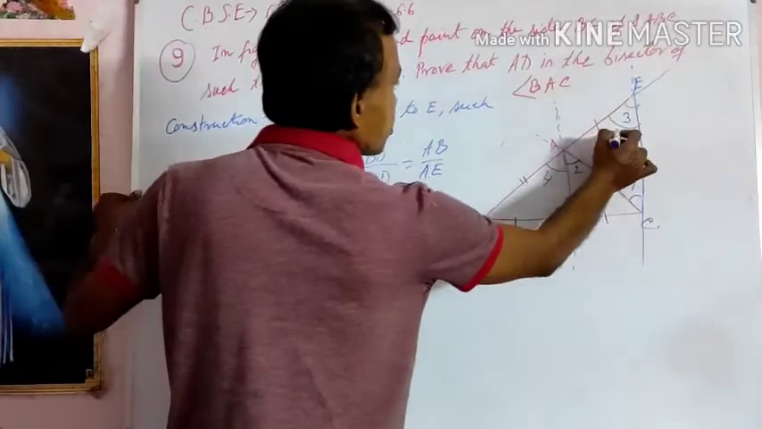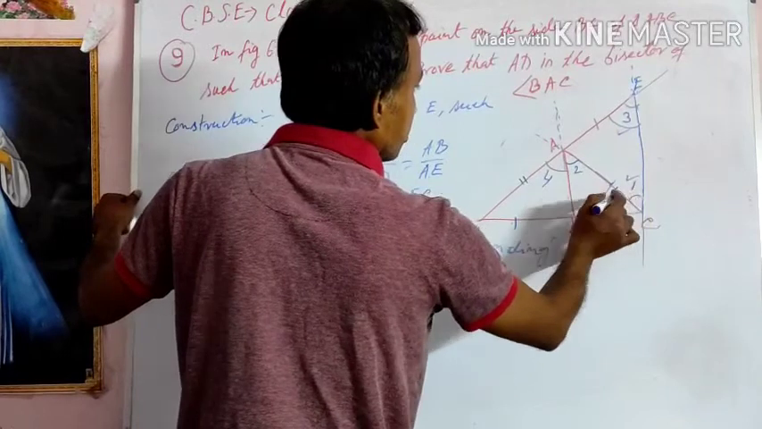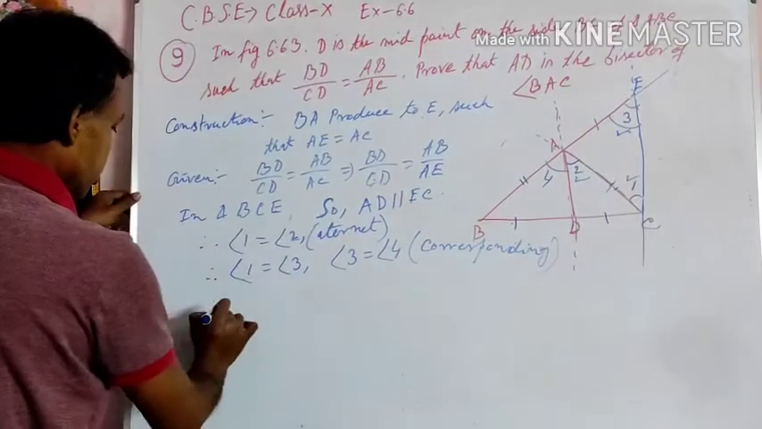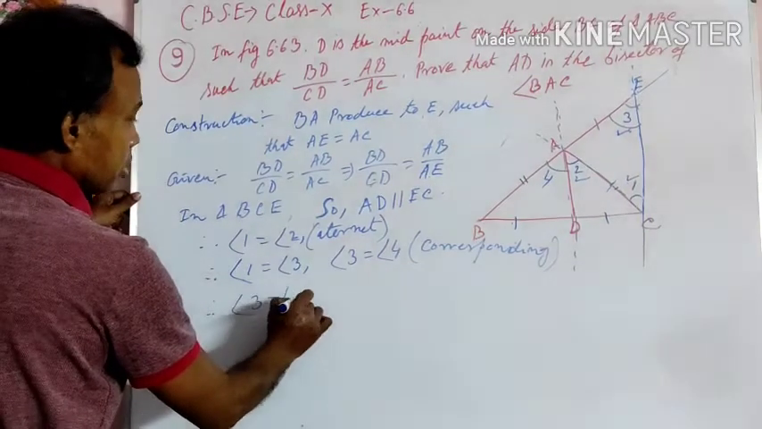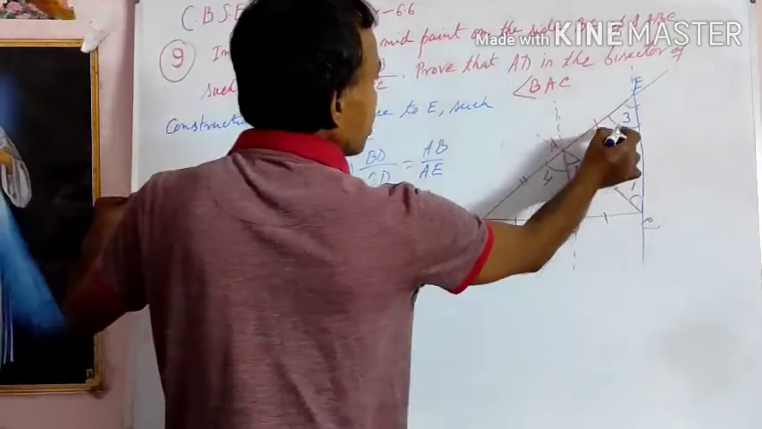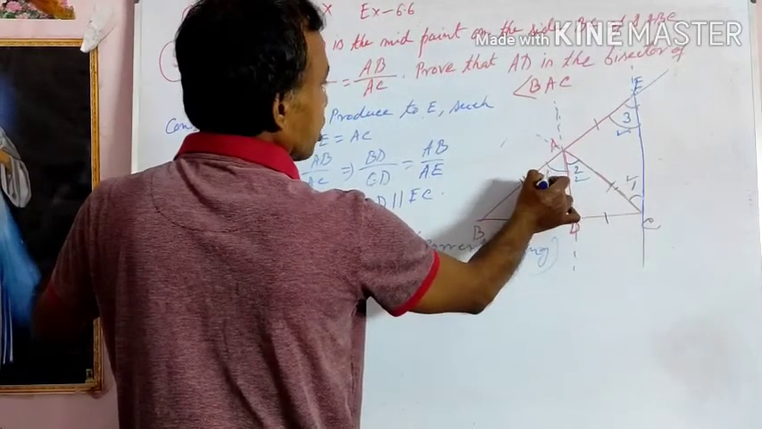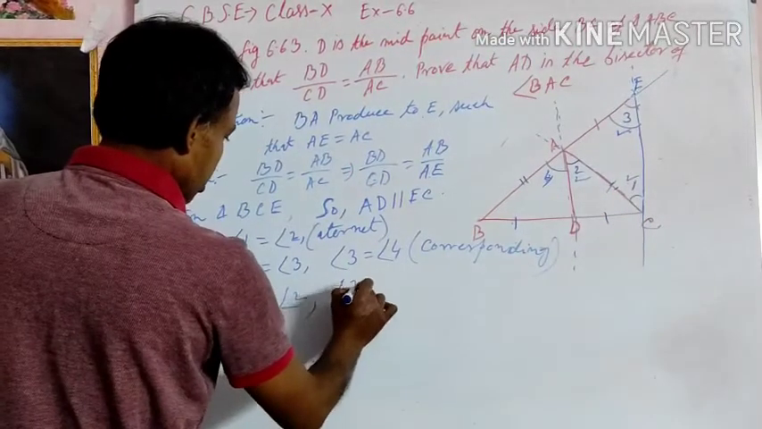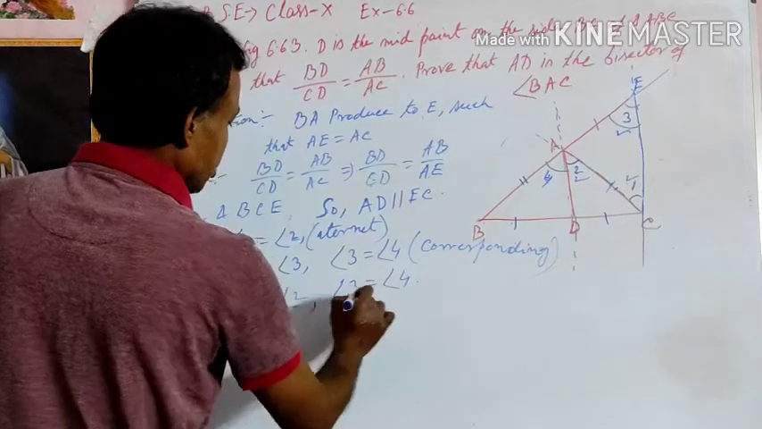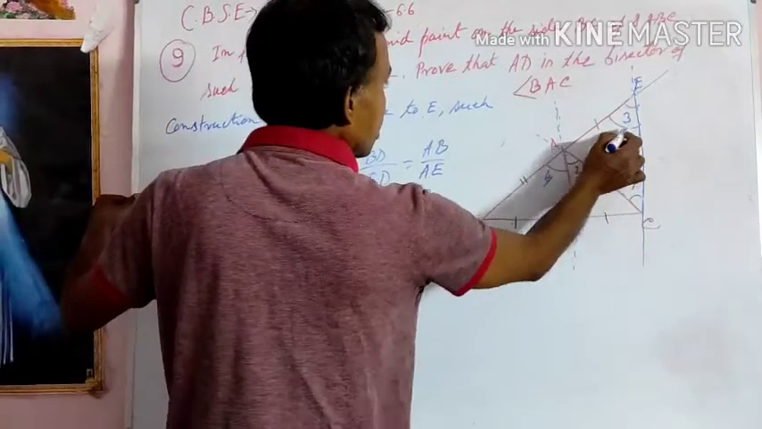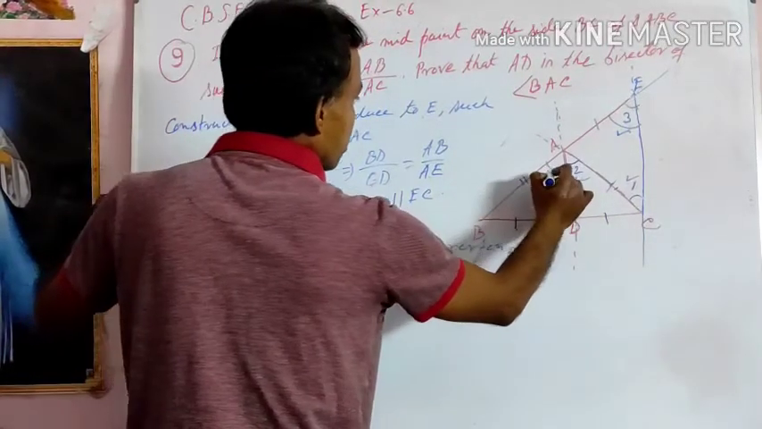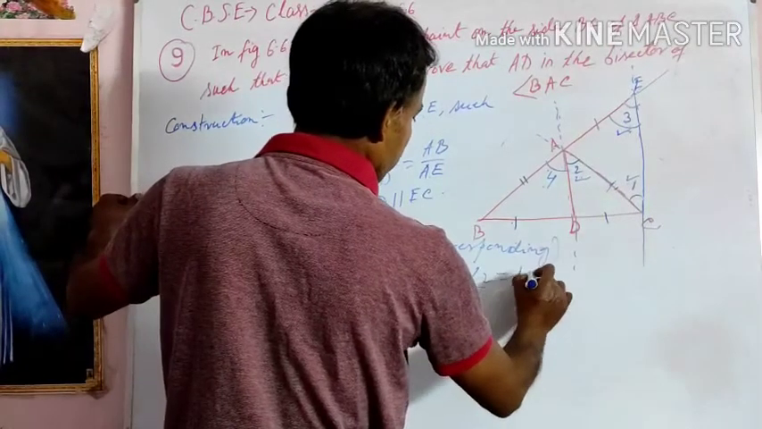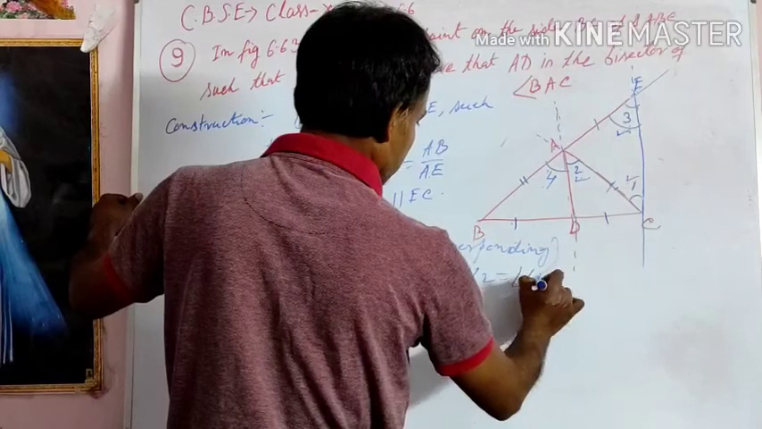Now angle 3 is equal to angle 1, and angle 1 is equal to angle 2. Therefore angle 3 is equal to angle 2, and angle 3 is equal to angle 4. Therefore we can write angle 2 is equal to angle 4.